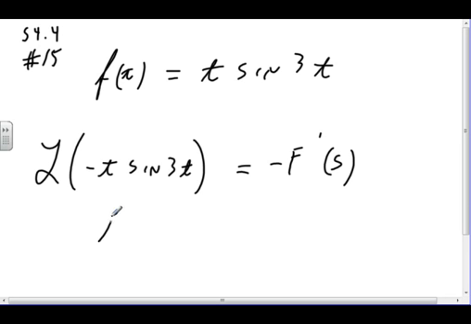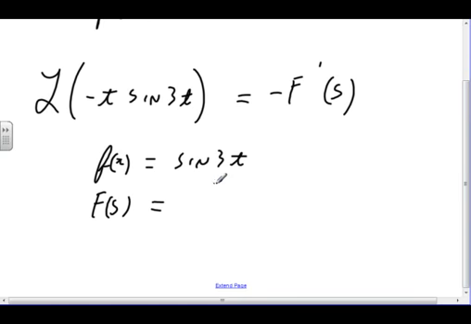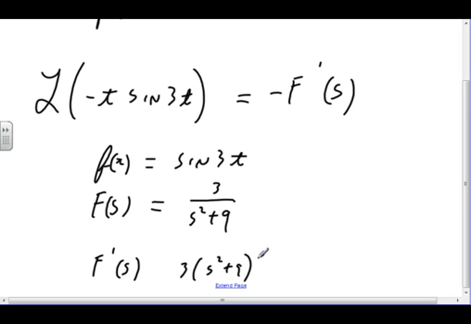So f of t is sine 3t. F of s is going to be, what is f of s going to be? Is it 3 over s squared plus 9? Yeah, 3 over s squared plus 9. All right, so now I've got to find the derivative of 3 times s squared plus 9 to the minus 1. The derivative of that.